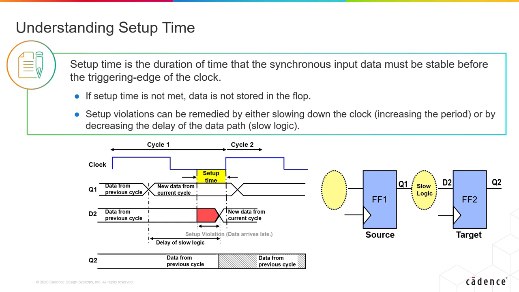Therefore, setup time can be defined as the duration of time that the input data must be stable before the triggering edge of the clock. Setup violations can be remedied by either slowing down the clock by increasing the period or by decreasing the delay of the data path or slow logic.